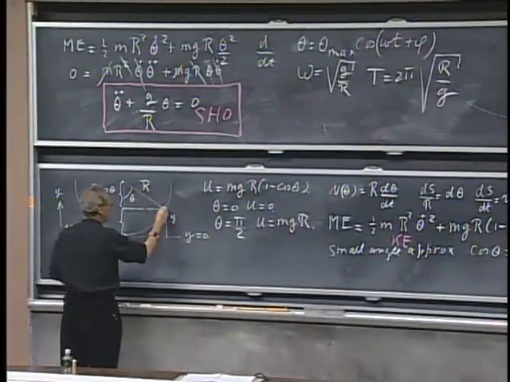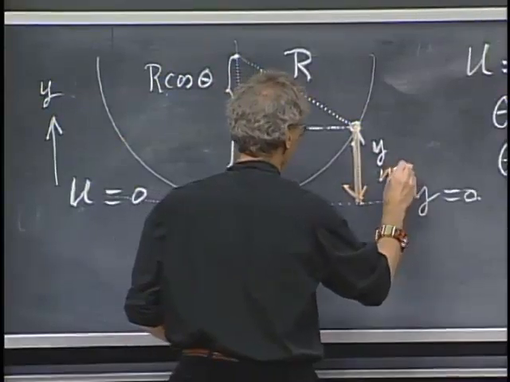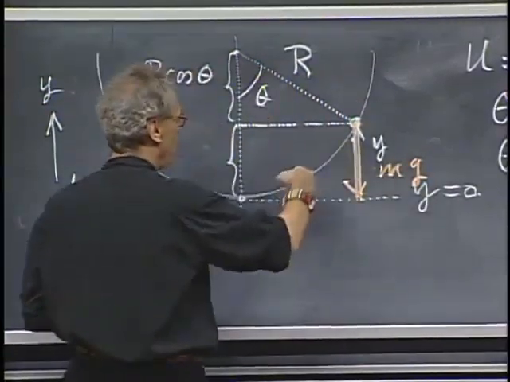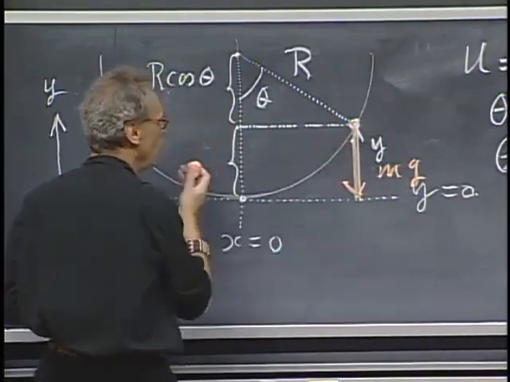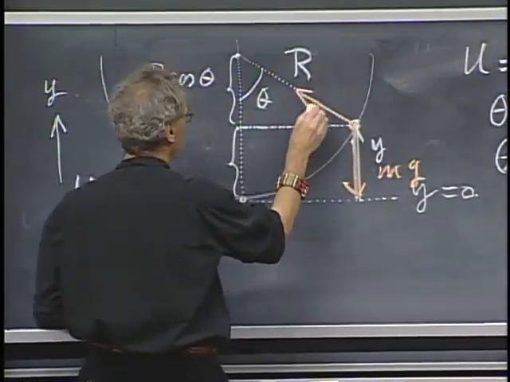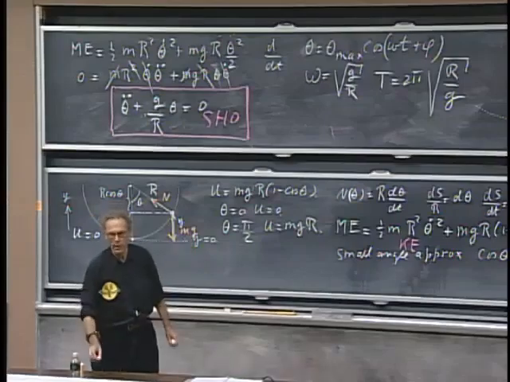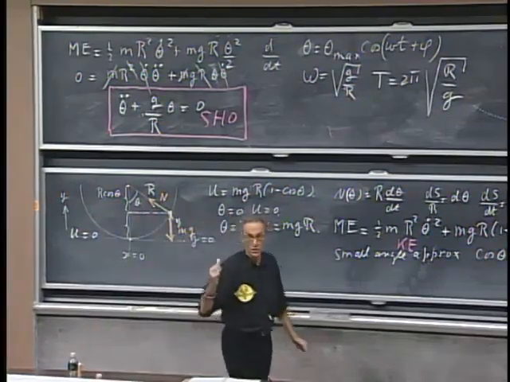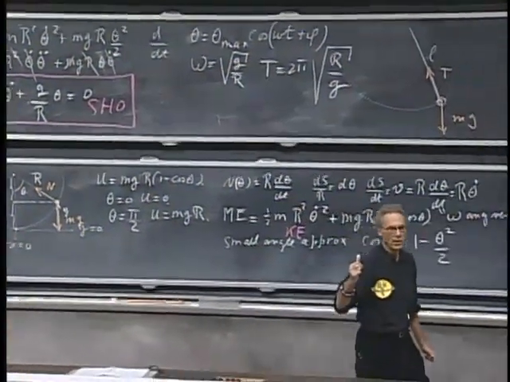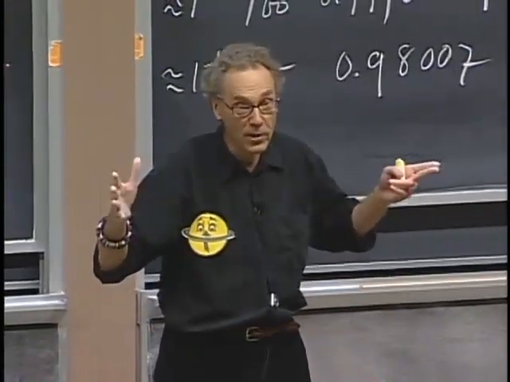When the object is here, sure, there is gravity. And sure, there is no friction, so there is no force along the arc, but there must be a normal force. Is the tension not doing any work? Is the normal force not doing any work? Did we perhaps forget something?